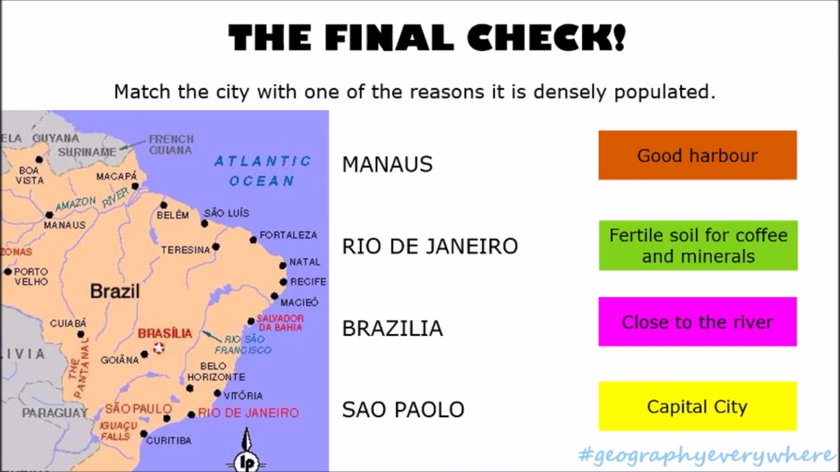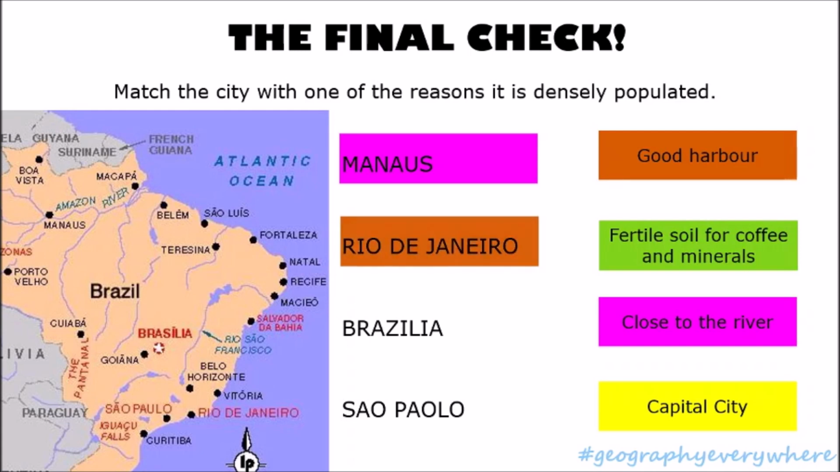Okay, so the reason Manaus is densely populated is because it is close to the river, which they use for trade and transport, industry, and even drinking and cleaning. Rio de Janeiro is densely populated because it has a good harbor. It also encourages tourism, good industry, and even trade. Brasilia is densely populated as it is the capital city, and most of the administrative and government services are found over here. Finally, in the area of Sao Paulo, there is very fertile soil for coffee, and there are also many different minerals, which encourages people to work there.